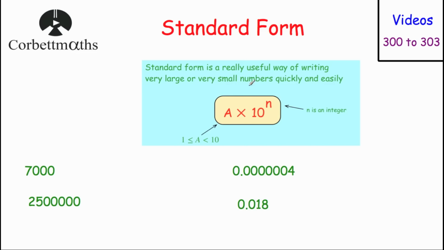And a number is in standard form if it's in this format, where we've got a number between 1 and 10, so it's a number bigger than or equal to 1 but less than 10, so for instance 1 or 4.22 or 9.9, multiplied by 10 to a certain power, so maybe 10 cubed or 10 to the power of 8 or even 10 to the power of negative 3.